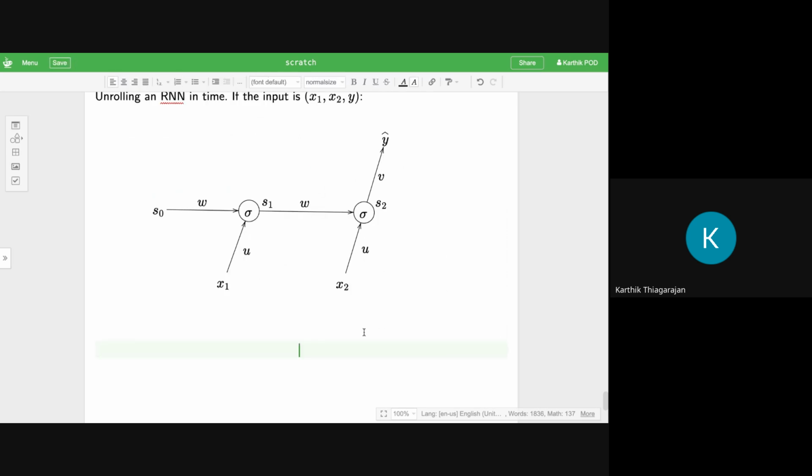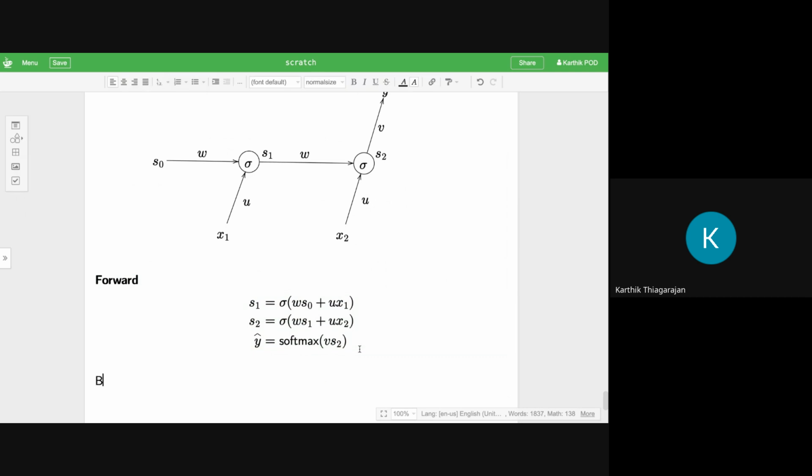Okay, so let's look at forward first, only then will we understand the backward. What is forward going to look like? S1 is sigma of W S naught plus U x1, right? And S2 is sigma of W S1 plus U x2, and then y hat is softmax of V S2, right? So that's your forward pass. Now let's try to compute. All of these things are scalars, to keep things simple.